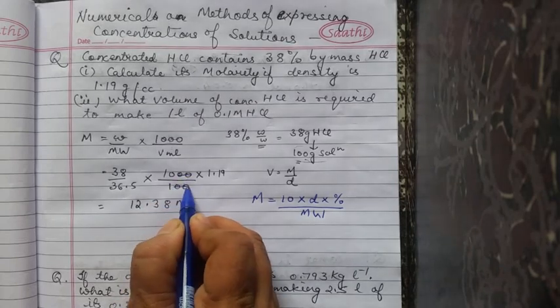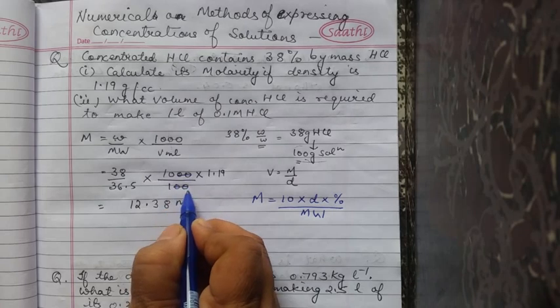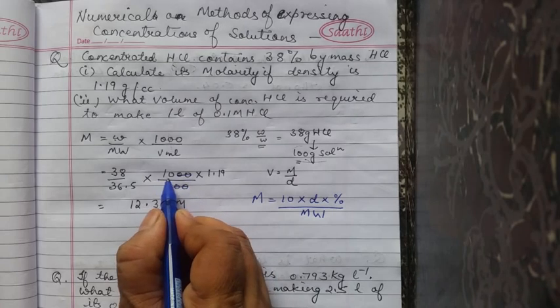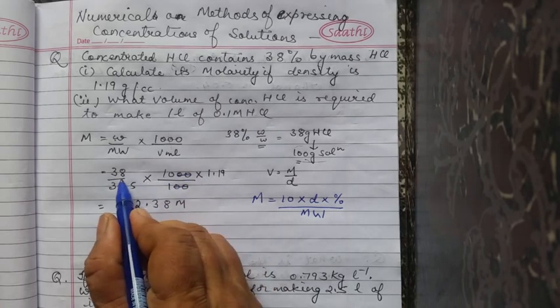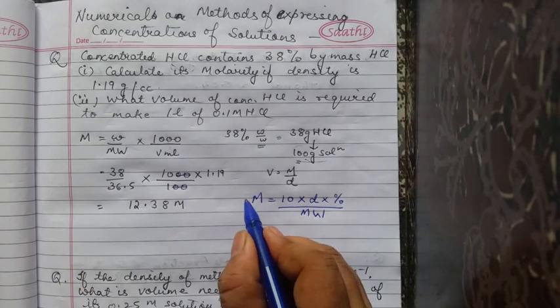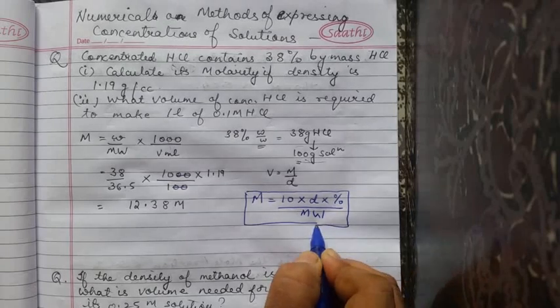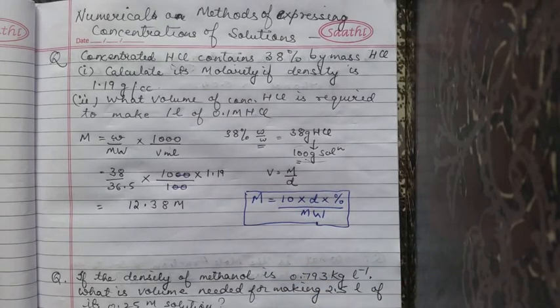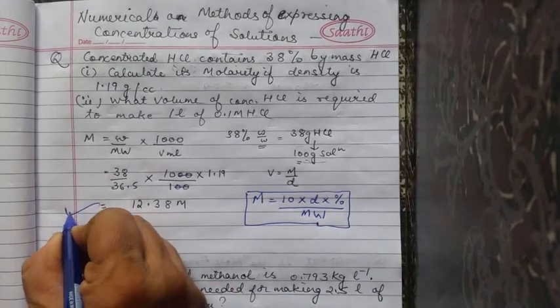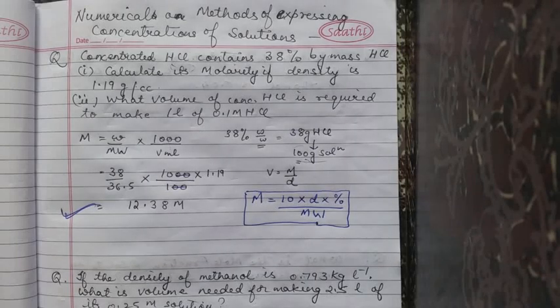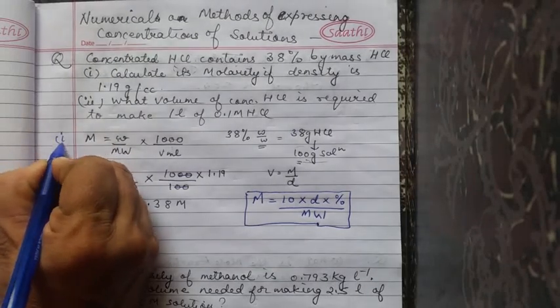The two zeros we are cutting here, so when we cut the two zeros you are getting 10 only. So 10 into density into percentage by molecular weight. For MCQs or for solving faster, you can use this formula also. You will get the same answer for molarity. Okay, this is the first part of the question.